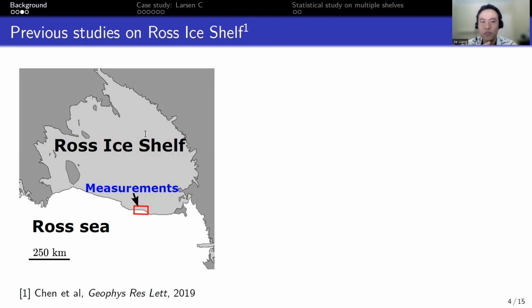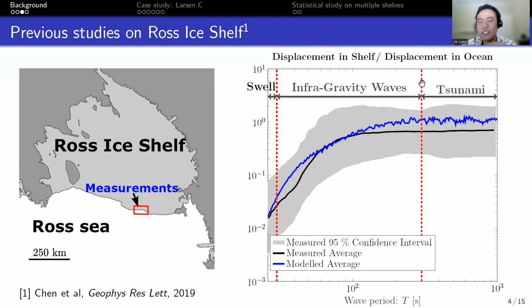Back in 2012 to 2014, a lot of measurements were conducted on site to measure the ocean waves and the Ross ice shelf deflections due to the ocean waves, and the results look like this. In this figure, the y-axis is the displacement in the shelf against the displacement in the ocean, so it is more like a ratio between these two. The x-axis is the wave period.